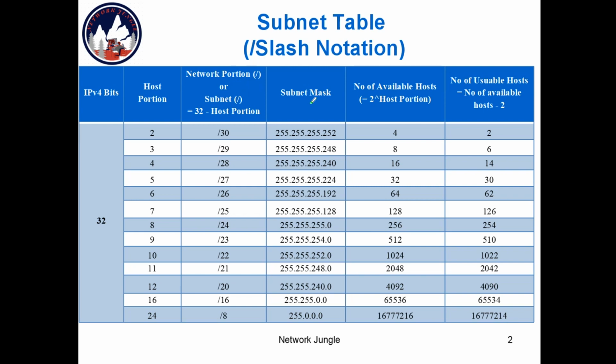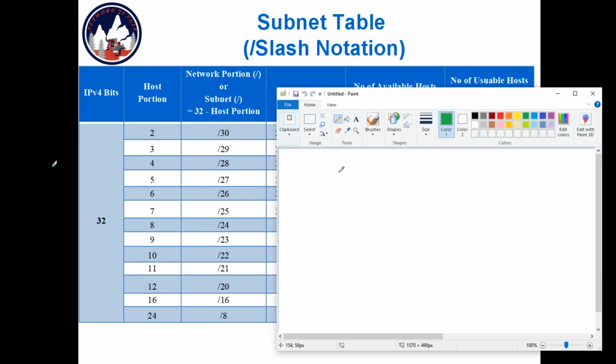The fourth column is the subnet mask, which can be used to identify how many bits are in the network portion and how many bits are in the host portion. The fifth column is the formula, 2 power of host portion. The last column is the number of usable hosts, that is, the valid IP addresses for assigning to network devices. Here 32, as we already know IPv4 is 32 bits.